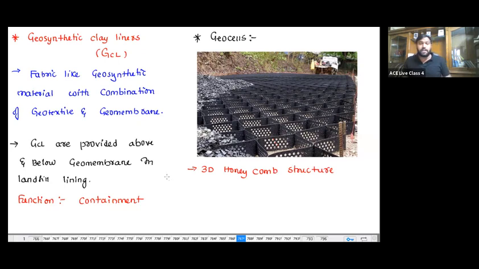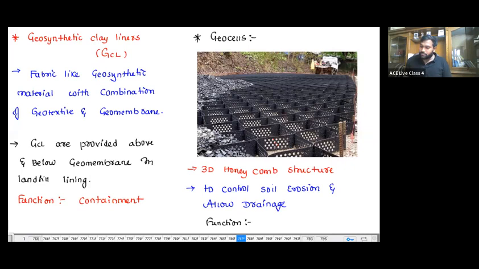These are three-dimensional honeycomb structures. And here, the main purpose is to control soil erosion and allow drainage. This is nothing but the geocell. Exam means a function. The functions are, okay, drainage only. The function is simply drainage.